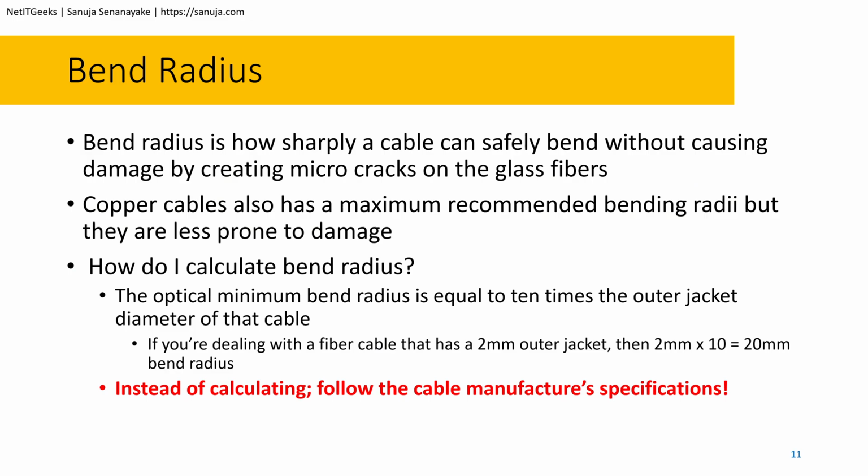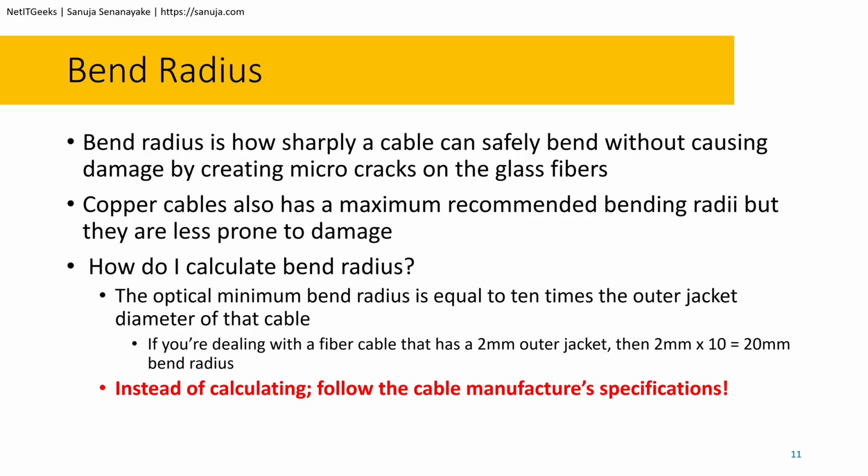Bend radius. I have discussed bend radius in my previous lectures, even in association with copper cables, and I have also introduced these concepts in lectures for other classes. Bend radius is basically how sharply a cable can safely bend without causing damage by creating micro cracks in the glass fibers. When we are looking at fiber optic communication cables, we have glass fibers in there, and there is only so much abuse glass fibers can take until they start to break down in their core material, right?